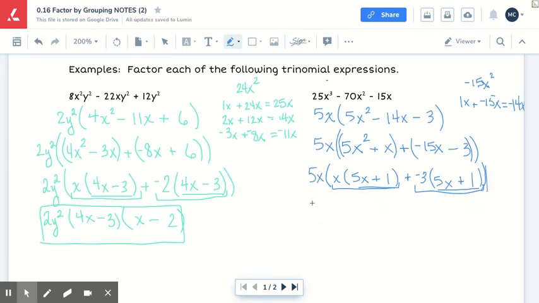Once again, I'm going to bring down the original greatest common factor. My next step is to take out that common binomial factor from the two terms on the inside there. So I'm pulling out the 5x plus 1. When I do that, I have to divide each of these big terms by 5x plus 1. So that would give me x plus negative 3. I'm just going to write that as x minus 3. And this one is now factored also.